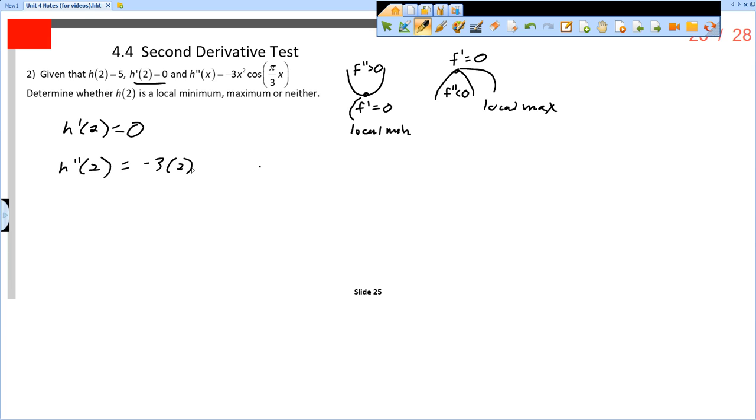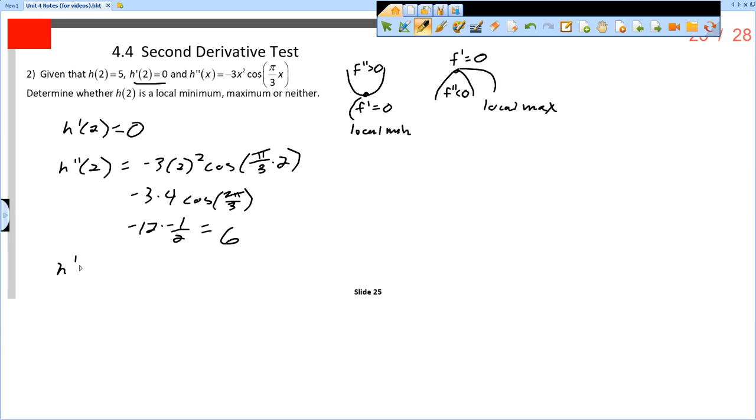So negative 3 times 2 squared times the cosine of pi over 3 times 2. All right. And so I have negative 3 times 4, right, times the cosine of 2 pi over 3. So that'd be negative 12 times the cosine of 2 pi over 3. Cosine of 2 pi over 3 is in quadrant 2, so we get negative 1 half, right? And so negative times a negative is positive, and we get 6.